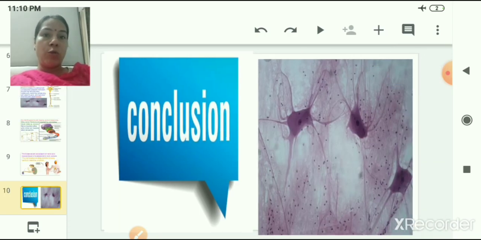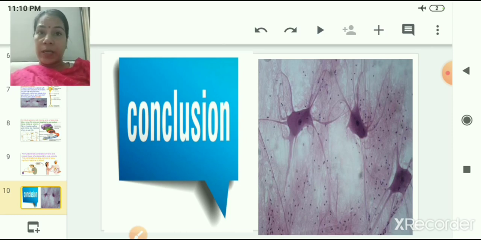Now let us conclude what we have done in today's session. In today's session we studied the nervous tissues. We studied that control and coordination in our body is done by these nervous tissues, and we studied the structure of nervous tissues. Nervous tissues are made up of a structural unit known as the neuron, and this neuron is made up of two main units, cell body and axon.